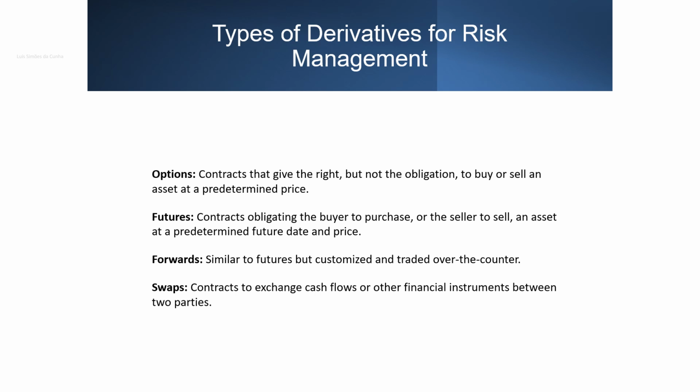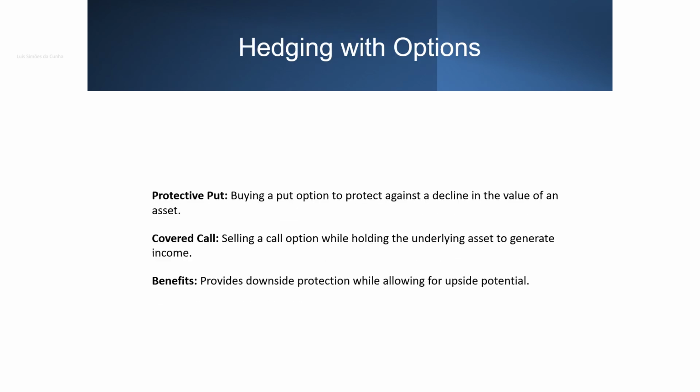Options provide the right to buy or sell an asset. Futures and forwards obligate the purchase or sale of an asset at a future date, and swaps involve exchanging cash flows or financial instruments.